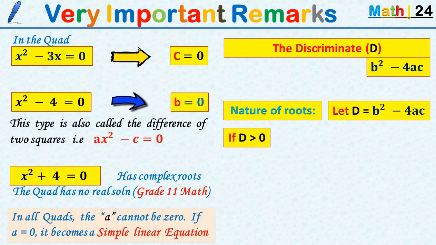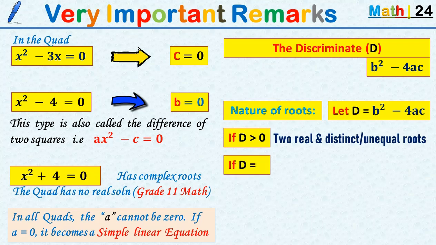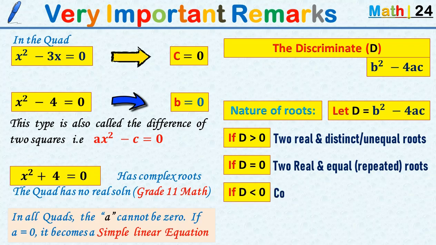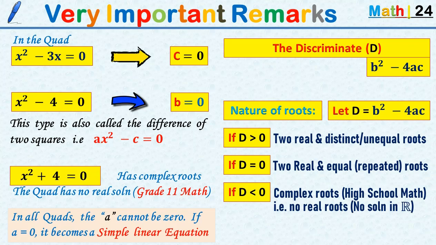If d is greater than 0, we will have two real and distinct or unequal roots. If d is equal to 0, we will have two real roots which are equal or repeated. If d is less than 0, we have complex roots in school maths: no real roots and no solution in R.